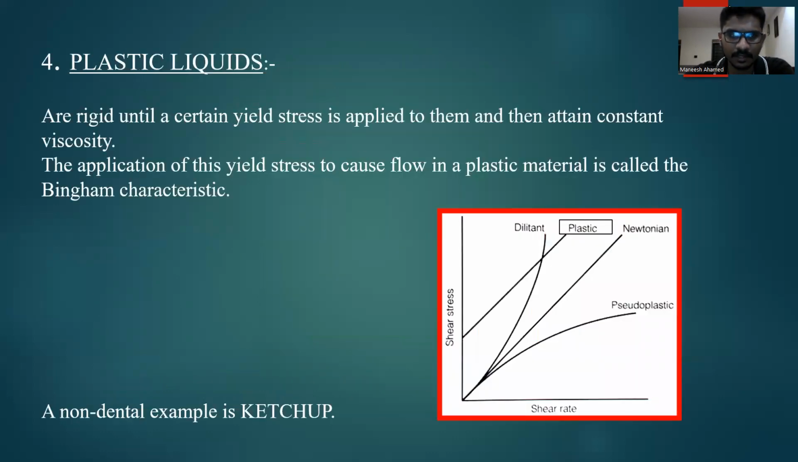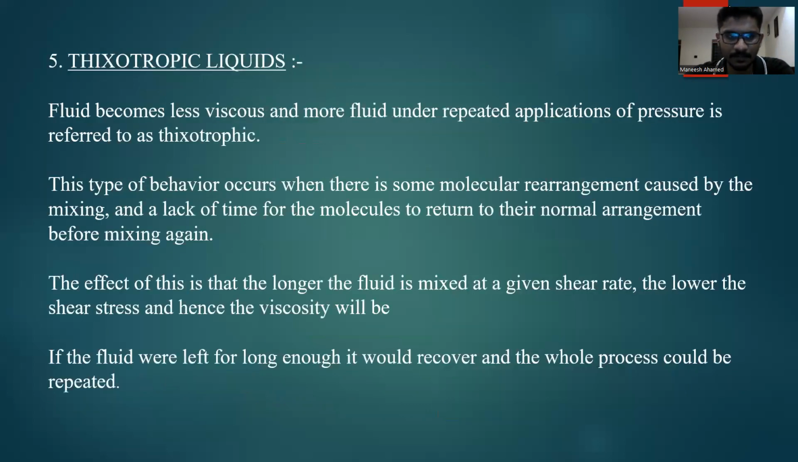Another category is the plastic liquid. They are rigid until a certain yield stress is applied to them and then attain constant viscosity. The application of this yield stress to cause flow in a plastic material is called the Bingham characteristics. For example, a non-dental example is ketchup.